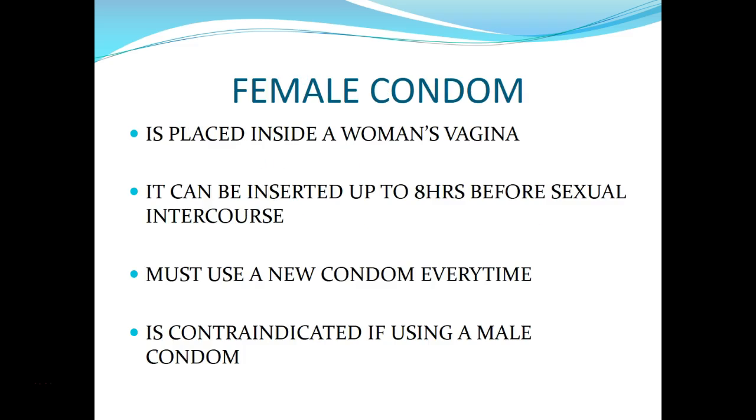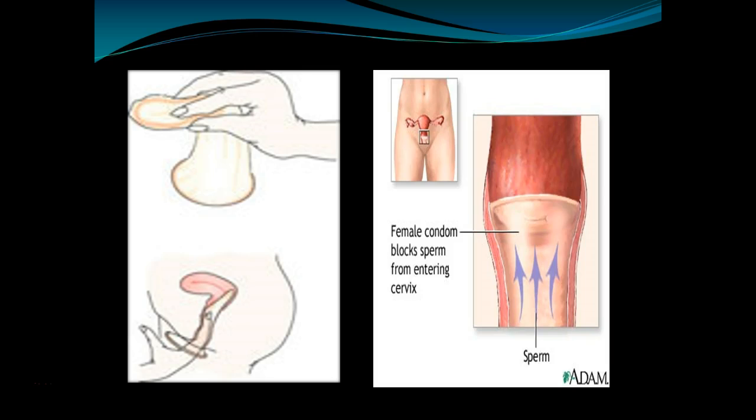Female condoms are placed inside of a woman's vagina. They can be inserted up to 8 hours before sexual intercourse, but they are not reusable. You have to have a new one every time, and it is contraindicated if the male is using a condom. So you can't double up, doesn't work. And here is a picture of what a female condom looks like. Very rarely does anyone want to use a female condom because they are awkward to put in, and nobody wants to wear that thing around for 8 hours.